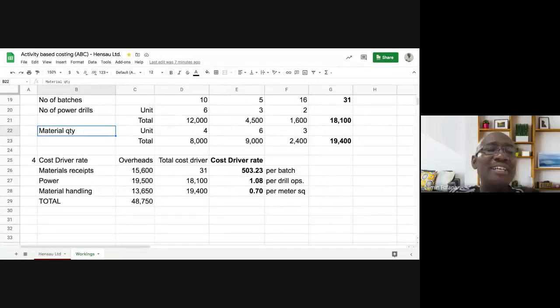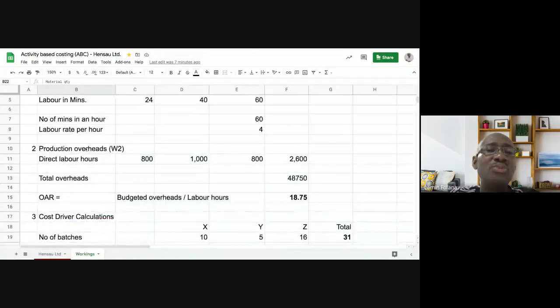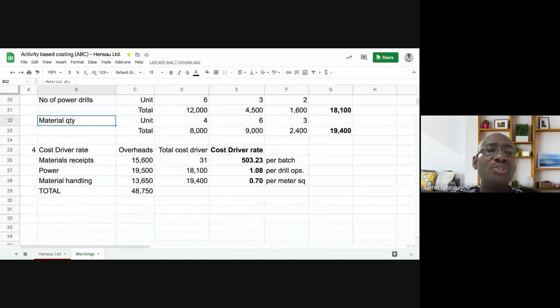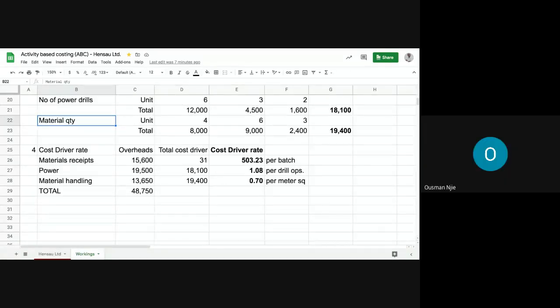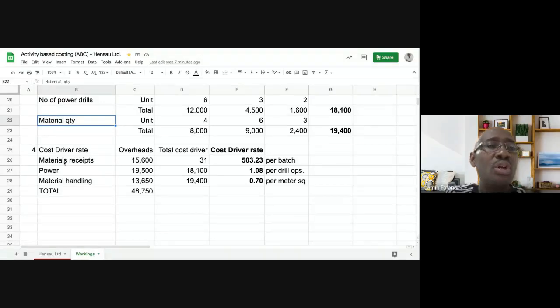Okay, please just look at it this way. Don't confuse the two. This is ABC, whereby we consider overheads to be related to the activities. The activities will be the activities that will be undergone when you are producing. In this situation, the activities we will undergo will be material receiving, power drill, the number of power drills and so on, material handling. So each of them has got their cost drivers.